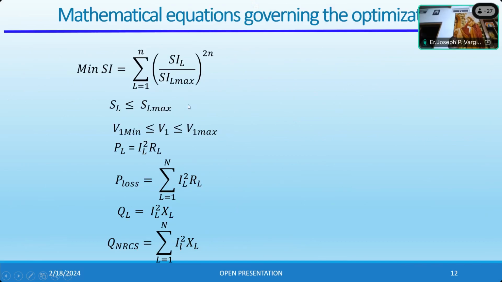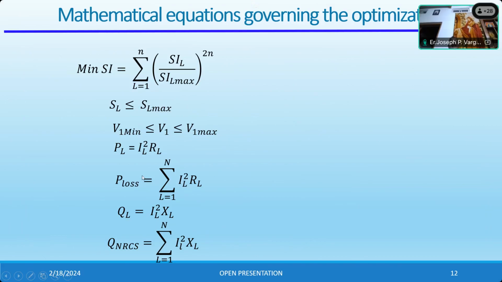We know that the flow of the transmission line shall be less than its thermal capacity. That means SL shall be less than or equal to SL max. These are the constraints, and the voltage should also be within limits. As per the operating code of the Indian Electricity Grid Code, we have certain tolerances, and the values should be within this tolerance.